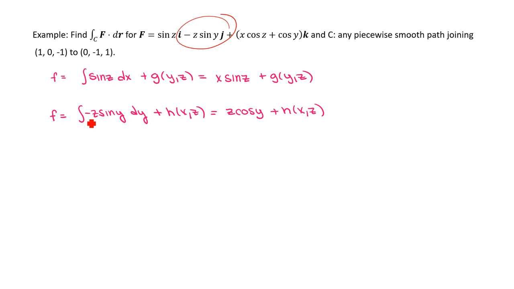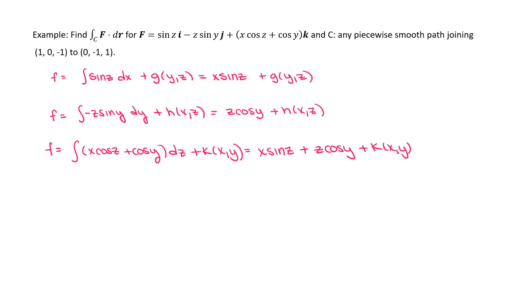Let's see, middle component, negative z sine y. I'm going to integrate that with respect to y, and I got z cosine y. We integrated with respect to y, so there could be terms with x's and z's. And then finally, I take that last component. I'm integrating with respect to z. So I got x sine z plus z cosine y. And again, there could be terms with x's and y's.